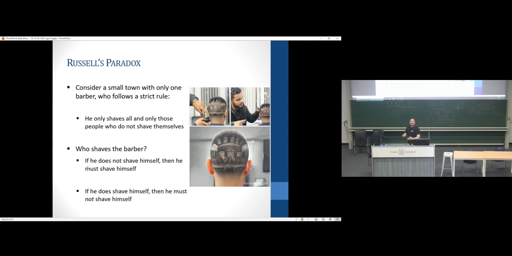So here's the analogy. Take a small town. The small town is so small it only has one barber. And that barber follows a very strict rule. The barber shaves all and only those people who do not shave themselves. He shaves all and only those people who do not shave themselves. So cool, that makes sense until you ask, who shaves the barber?